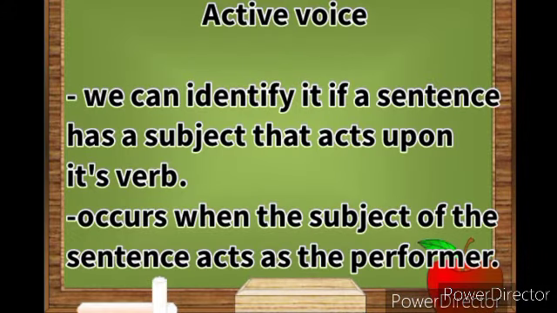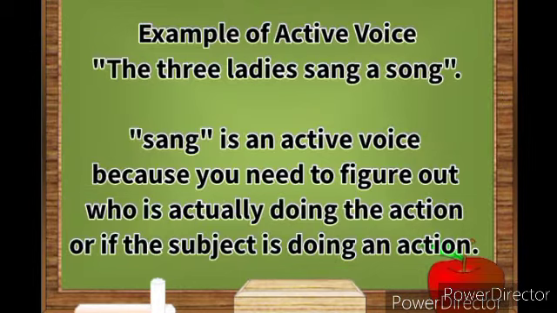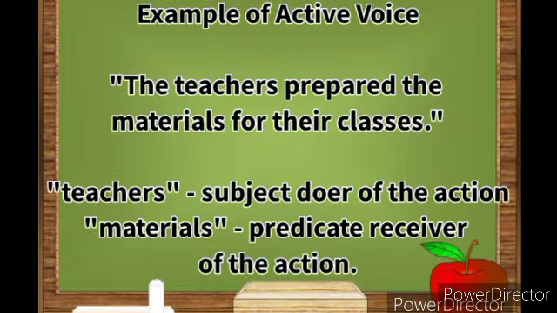In active voice, we can identify it if a sentence has a subject that acts upon its verb. An active voice occurs when the subject of the sentence acts as the performer. Examples of active voice. The three ladies sang a song. Sang is an active voice because the subject is doing the action. Another example of active voice, the teachers prepared the materials for their classes. So, teachers is the subject, the doer of the action. Materials is the predicate, the receiver of the action.